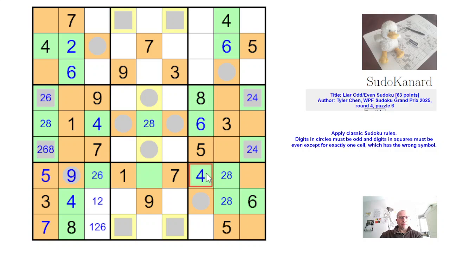This is a 4. And this is odd. This is 2 or 6 or 8. Sudoku tells me that this is 4. Now, let's move on with Sudoku. This 5 tells me that this is 3. This is 5.